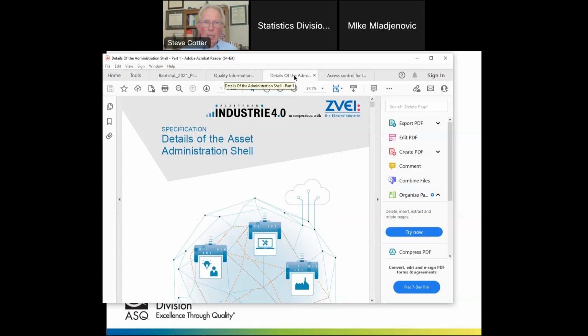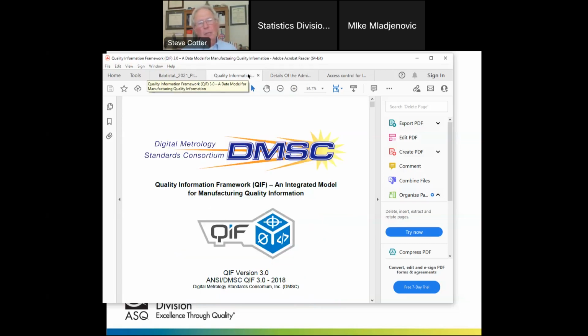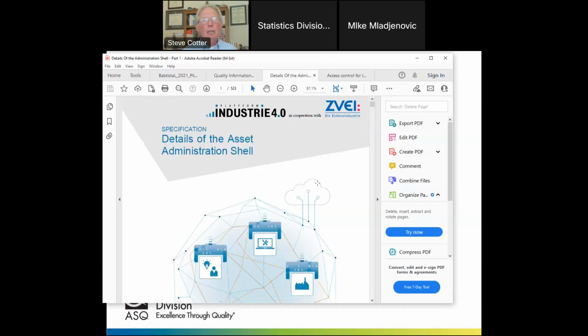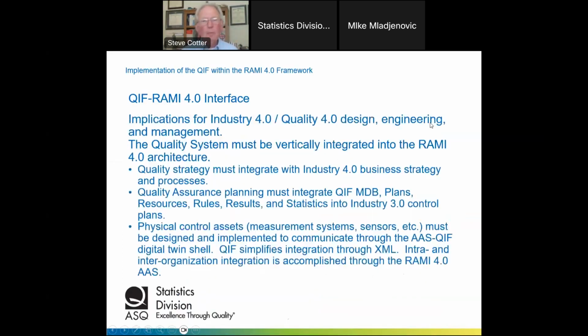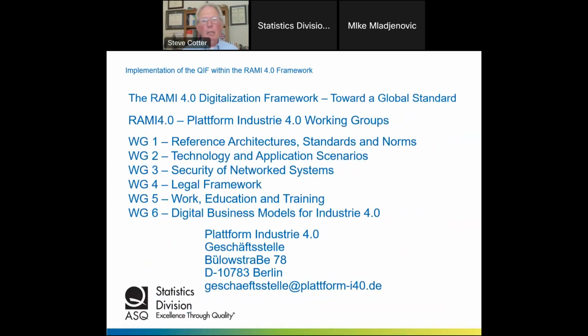Easy resources to get started: the two I would recommend are, right here, the DMSC; log into the DMSC website. In the last few months I've joined the DMSC effort for promoting the QIF framework. And then, of course, the Industry 4.0 platform. WebEx is driving me crazy right here. Of course, driving me crazy is a pretty short drive. Going back to RAMI 4.0, Platform Industry 4.0, there's the address and their contact, and you can just type in Platform Industry 4.0 and download information from them.